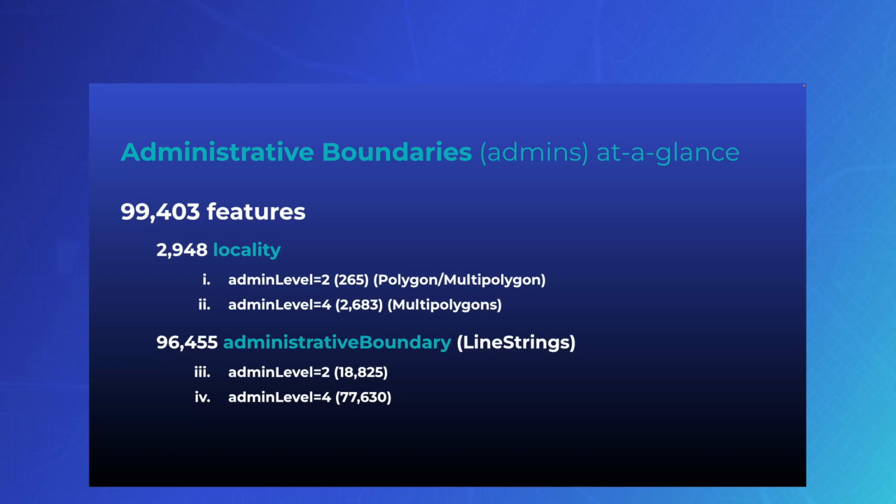First, administrative boundaries. There are 2 distinct types: locality and administrative boundary. Together, there are just under 100,000 features representing admin level 2, primarily country boundaries, and admin level 4, which are state and regional boundaries.